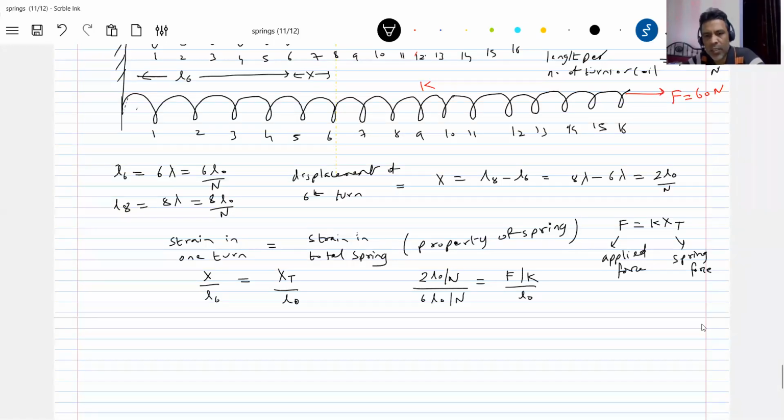So we wanted an expression for k, no? Anybody, the value of k will be 3, sir. k equal to how much? 3, sir. What is 3? 4, sir. No, 60 Newton. You know, L naught gets cancelled.